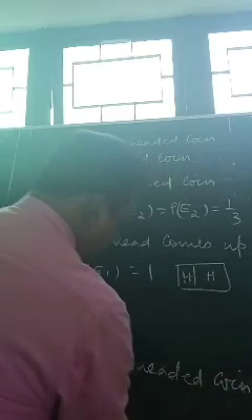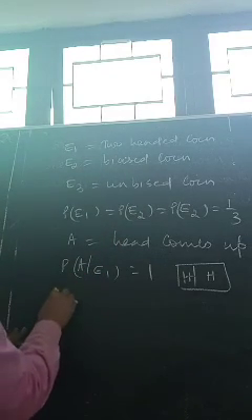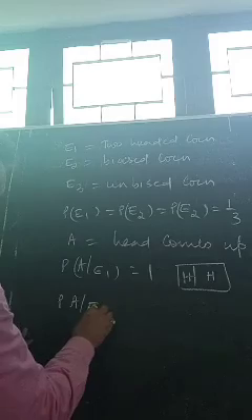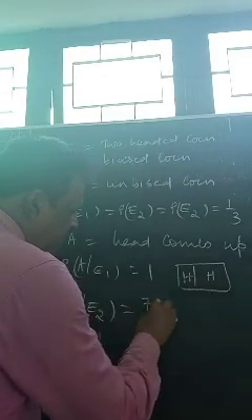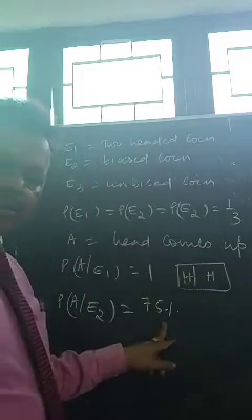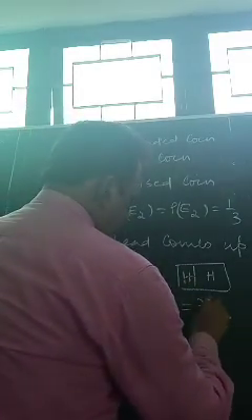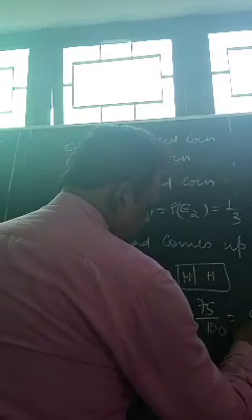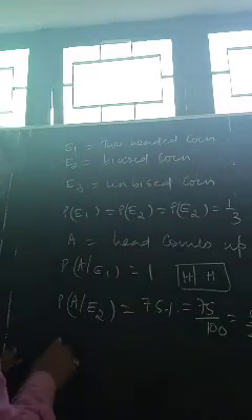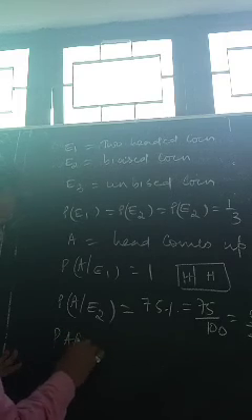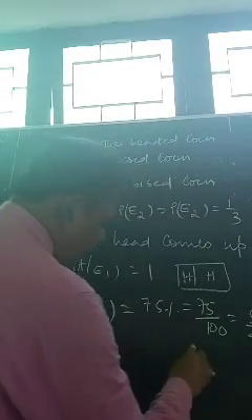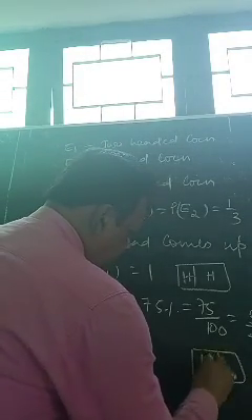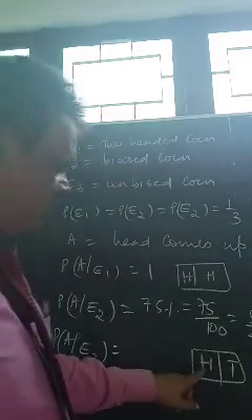Then probability A of E2, biased coin. That is given you 75%, means 75 by 100. That is 3 upon 4. Okay, probability A of E3. E3 means fair coin. Fair coin means one side head, one side tail. So you want head means 50%. So that is 1 upon 2.